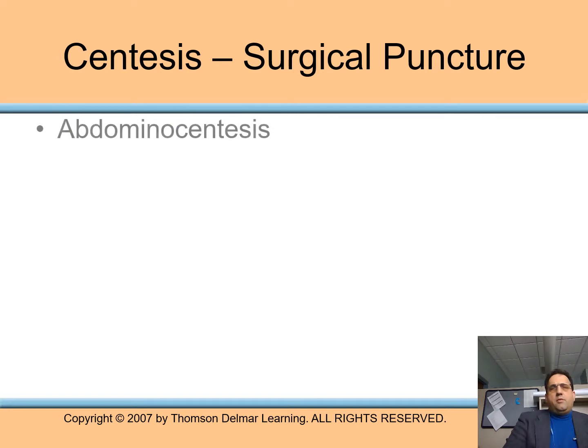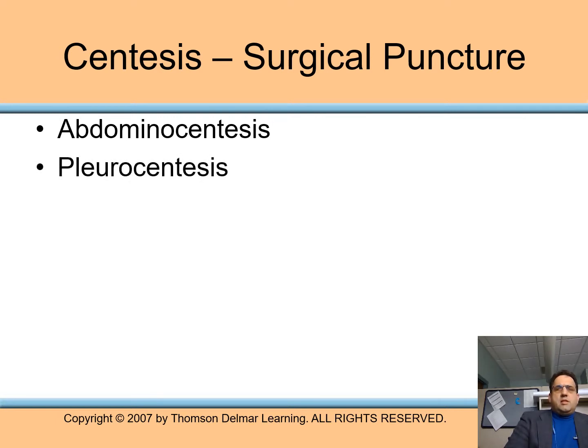Centesis we've done before, a surgical puncture. We draw fluid out with this. So abdominocentesis would be putting a needle through the abdomen and taking fluid out. Pleurocentesis would be the same thing with the pleura of the lungs.